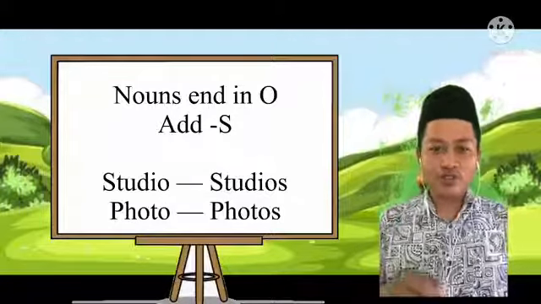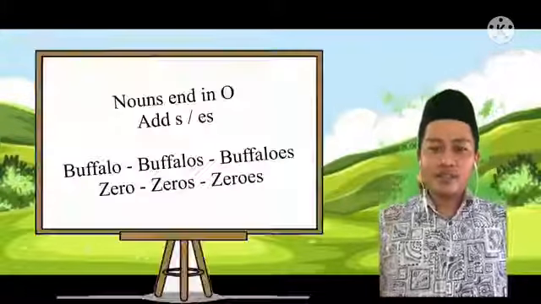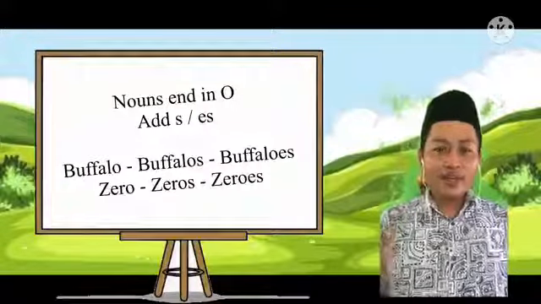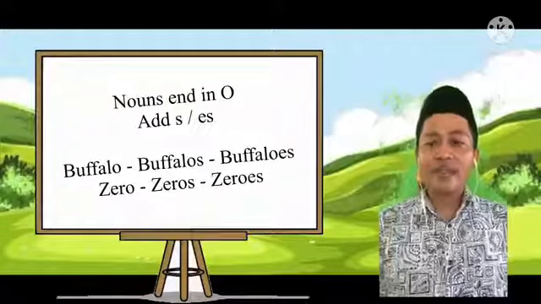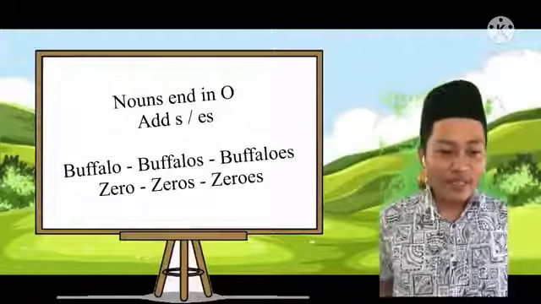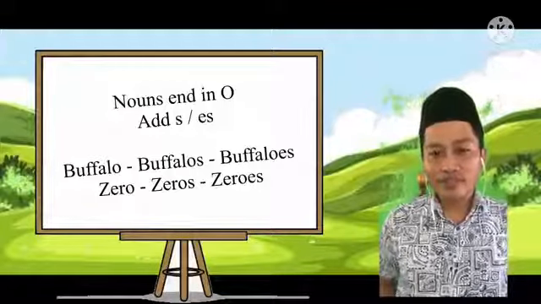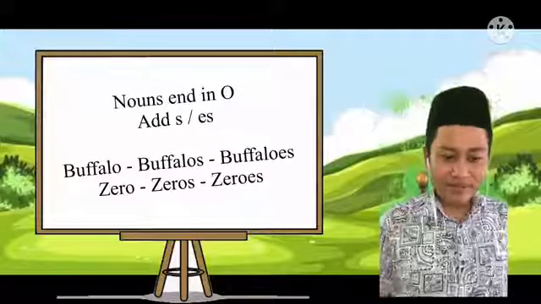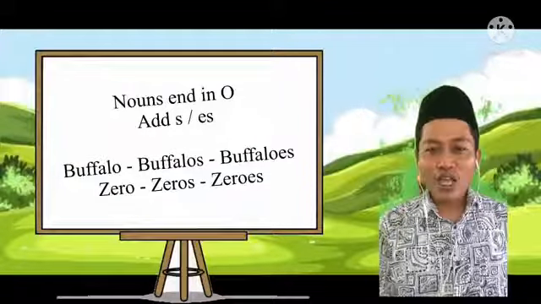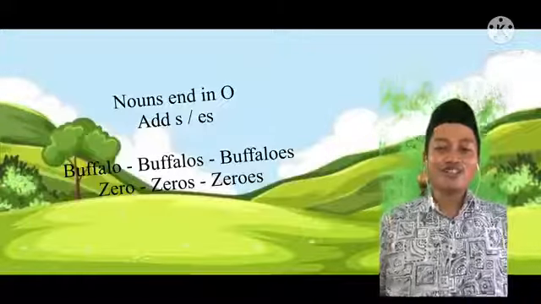Do you get it? Now the third pattern is that the word that ends in o can be added by either s or es. Like the word buffalo becomes buffalos or buffaloes. Zero becomes zeros or zeroes. Got it? Okay, good.